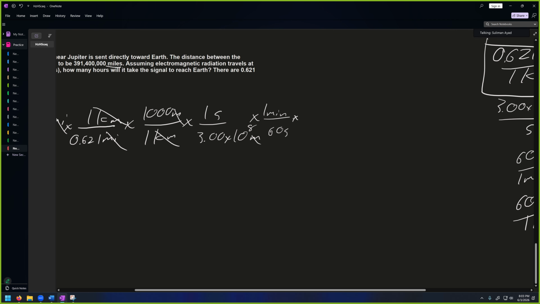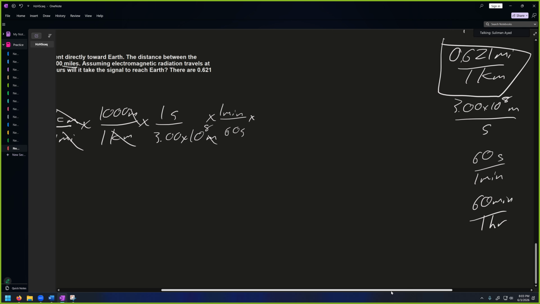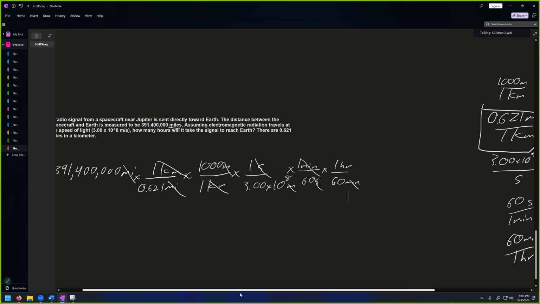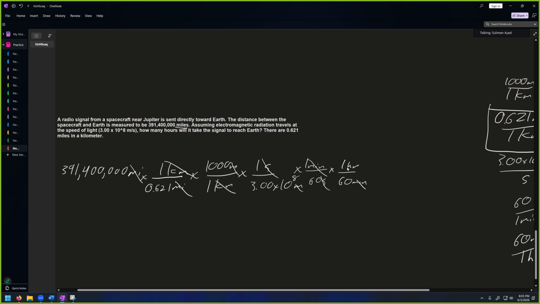And then for the last step here, to go from minutes into hours, we know that there's 1 hour for every 60 minutes. Going back through, canceling seconds with seconds, minutes with minutes, to check our work. Before we call this problem done, we just want to make sure that all of our units have been canceled, except for the one our question asks for. In this case, we're asked how many hours will it take to reach Earth, and that's all we have left is hours here.